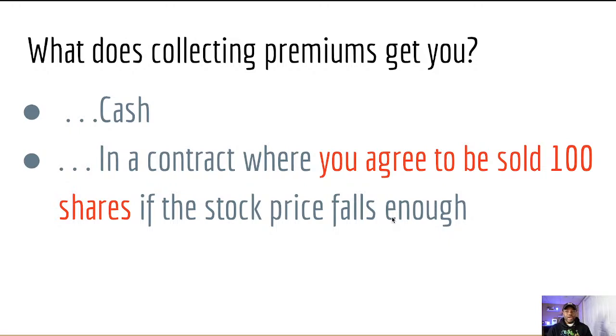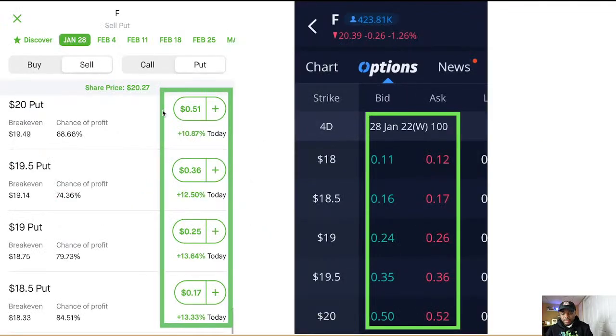Remember, if you're selling puts, you generally want the stock price to rise. But if it falls, you get assigned, in this case, someone exercises the contract. It gets you in a contract where you agree to be sold 100 shares if the stock price falls enough. So if you sell a put, you have to be comfortable on the other end of it, where you would be comfortable with owning 100 shares of that particular stock at the strike price that you picked. So for example, let's say we went back up here to this $20 put, and we'll go over it again so you can really understand this.